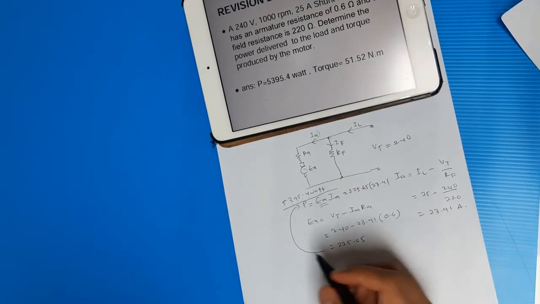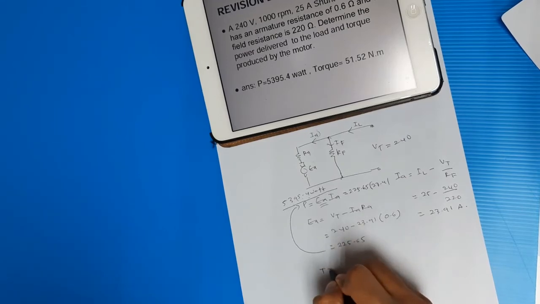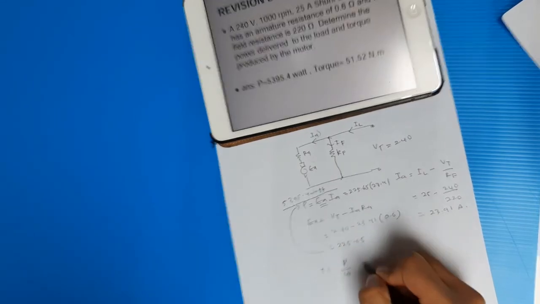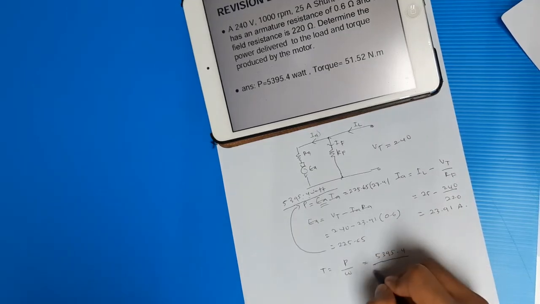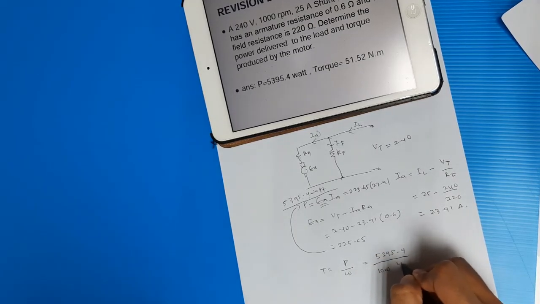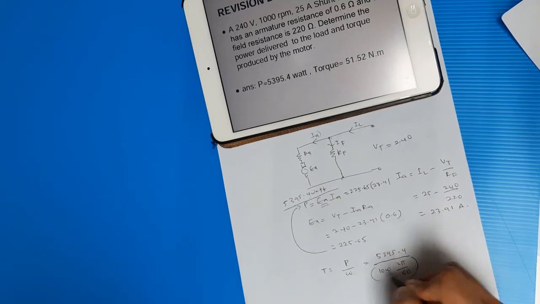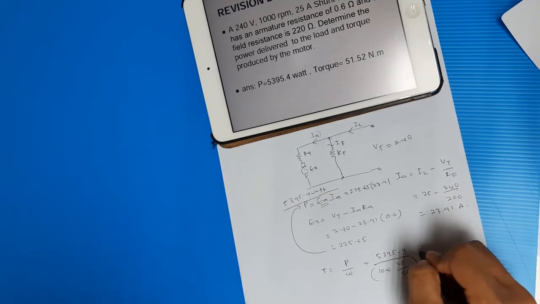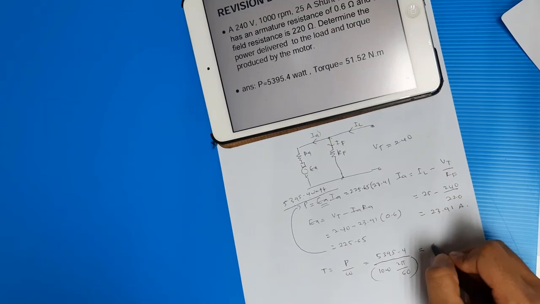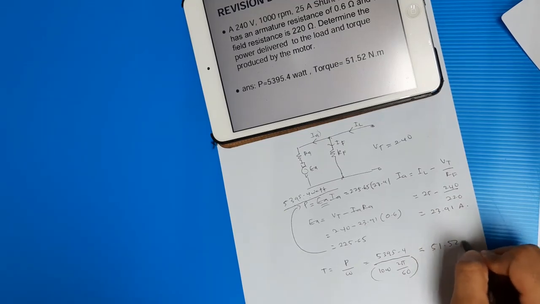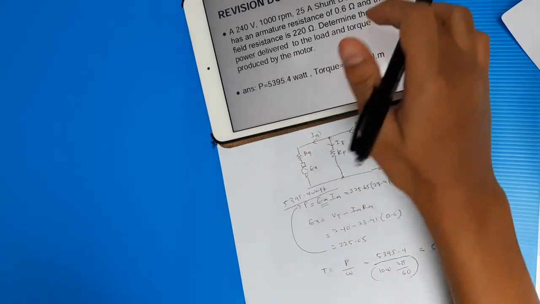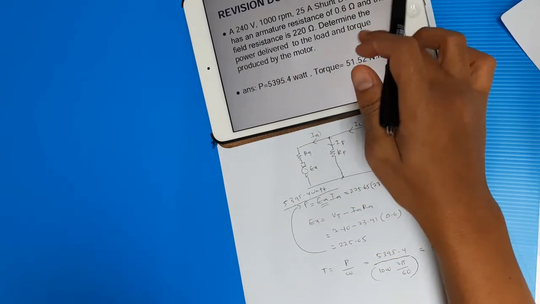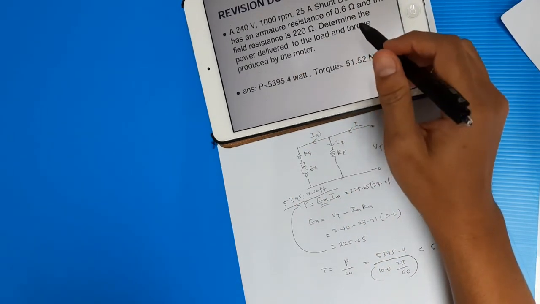Okay, and then for torque, a similar equation, T equals P over omega. P is 5,395.4 divided by omega, 1000 times 2 pi over 60, to convert from RPM to radians per second. So torque is 51.52 Newton meter.